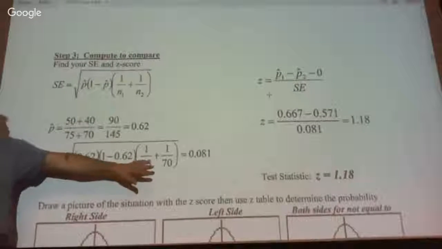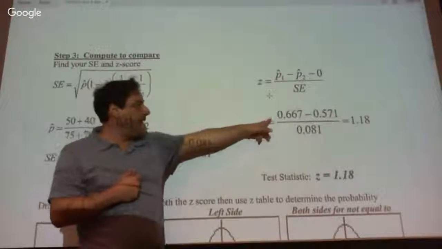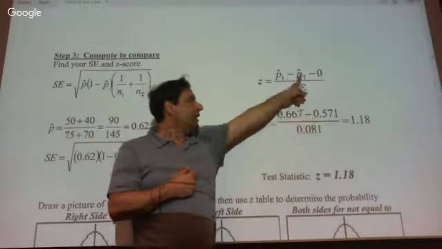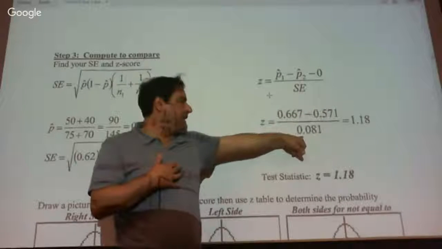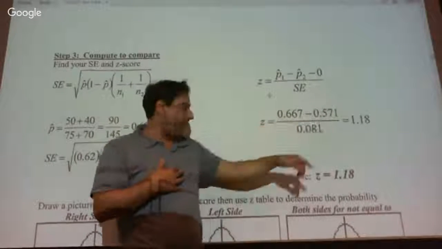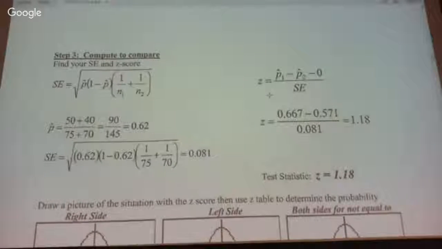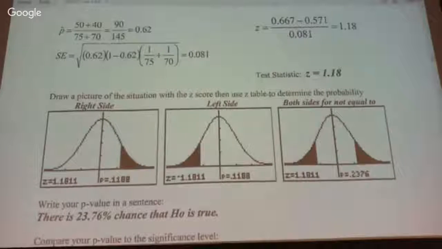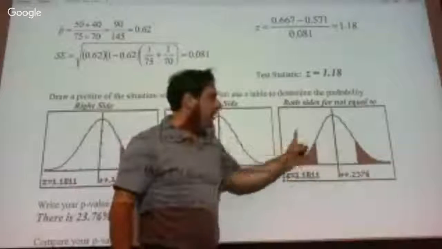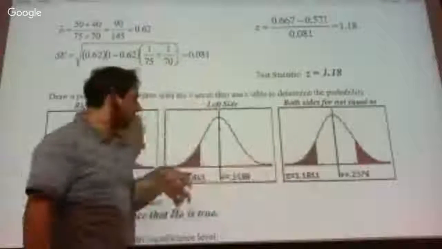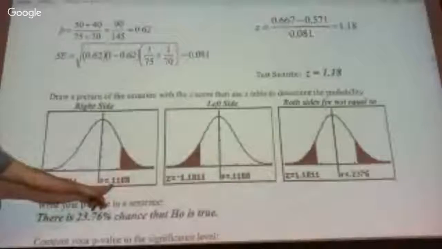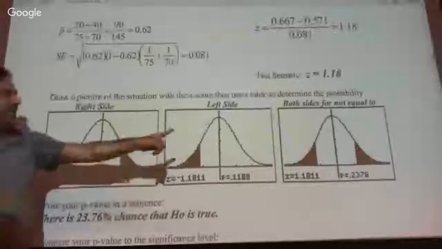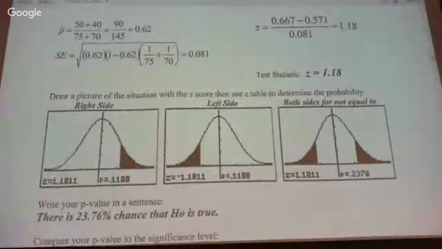Be careful typing it in. There's your SE. P hat 1 minus p hat 2. Technically minus 0, but it doesn't change anything. Divided by your SE. There's your 1.18. When you draw the picture, remember, not equal to checks both sides. So when you draw the picture, we have 1.18, negative 1.18, and we're trying to find the p-value, which is both of them. If you find them separately, remember you get 1 and you multiply by 2, but the calculator gives you both automatic. Okay?